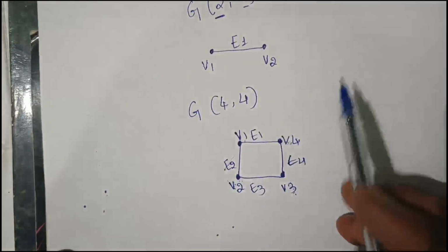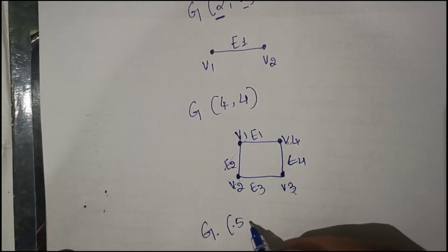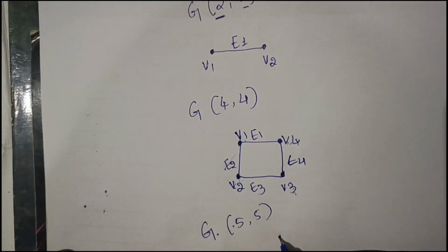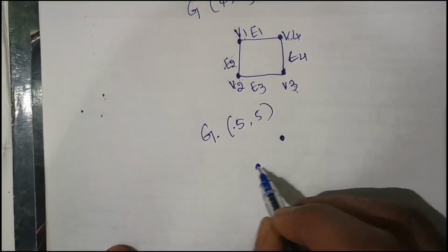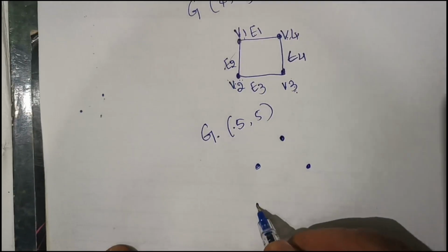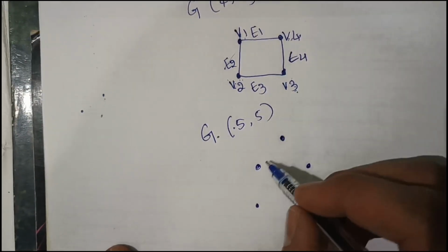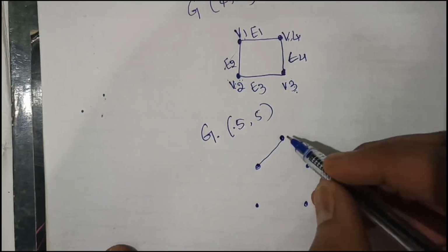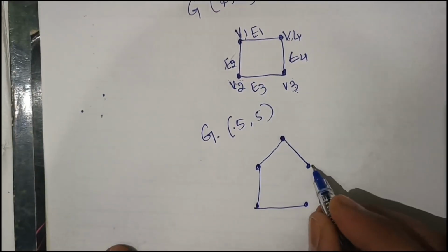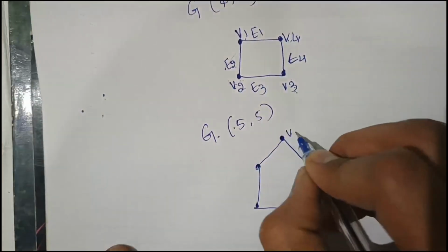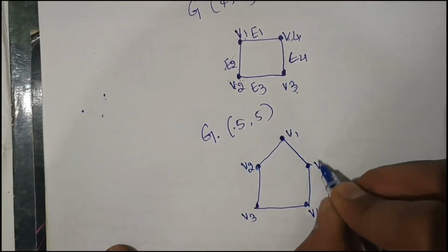Here also V1, V2. If we have to take a graph of 5, 5, what is the structure? What is the graph we have to get? 1, 2, 3, 4, 5. There are 5 vertices we have to draw. Now we have to draw the 5 edges. 1, 2, 3, 4, 5. This is V1, V2, V3, V4, this is V5.